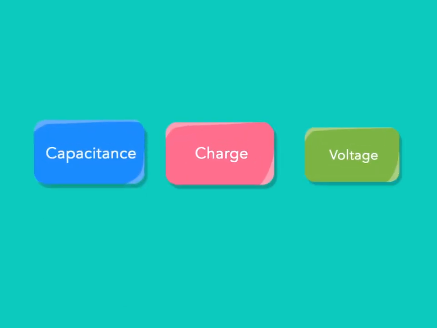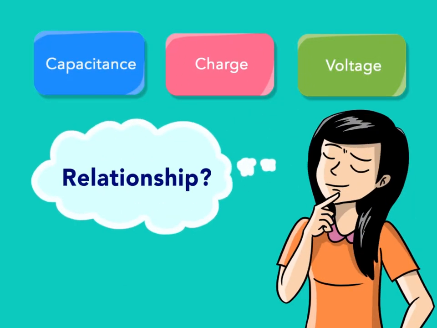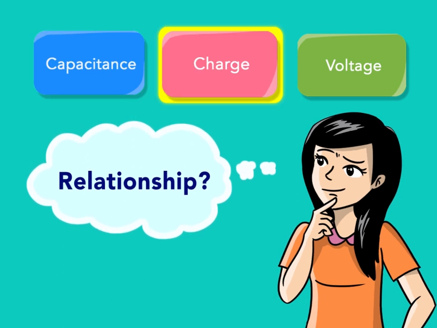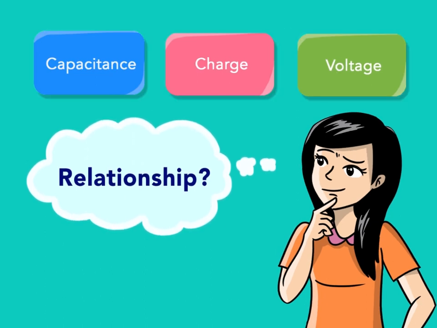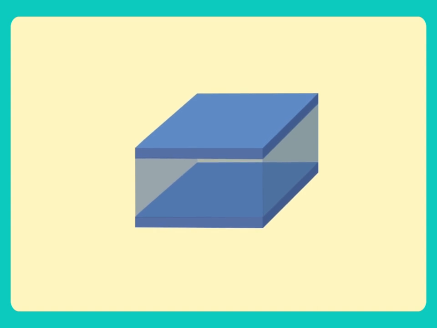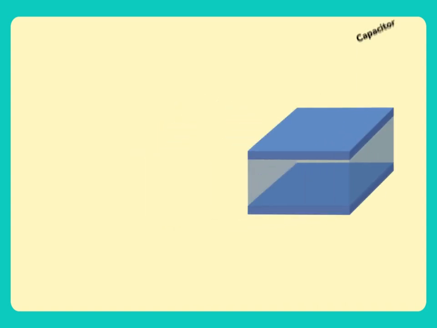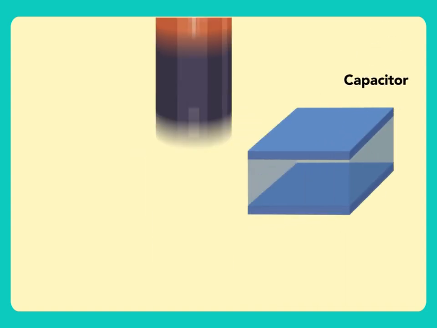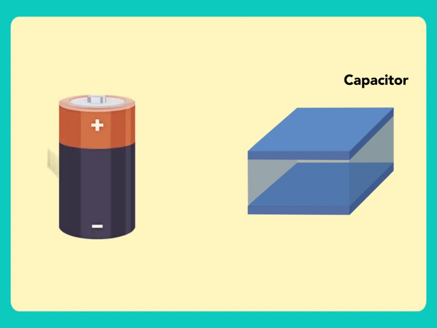Today, we will learn more about the relationship between capacitance, charge, and voltage. Let us look at this circuit in which a capacitor is connected to a voltage source such as a battery.